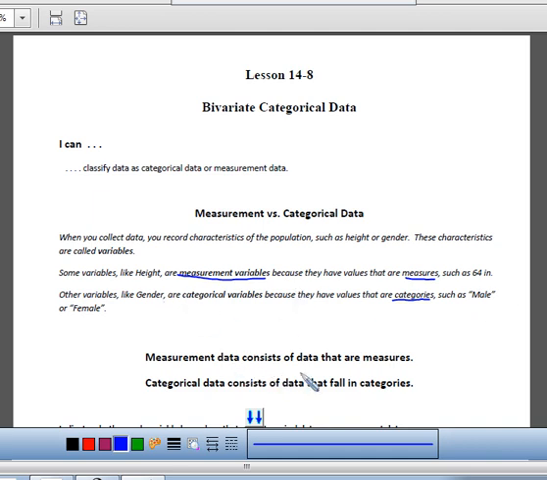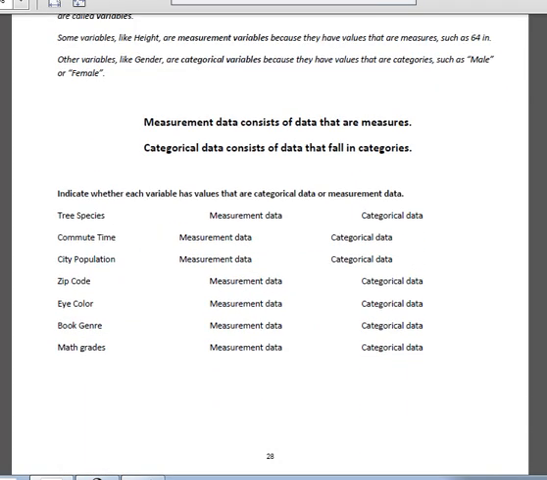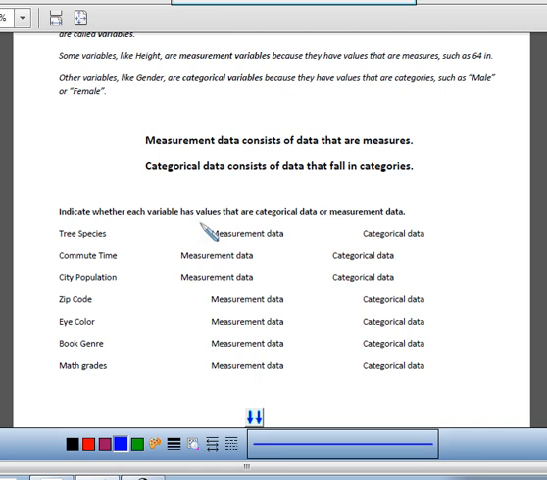So measurement data consists of data that are measures, or that can be measured, and categorical data consists of data that falls into categories. Alright, so that's the difference between the two. So we have some examples here at the bottom. I'm only going to do the first two, and then I want you to try the rest on your own. So indicate whether each variable has values that are categorical data or measurement data. So either this or this, you're going to circle it.